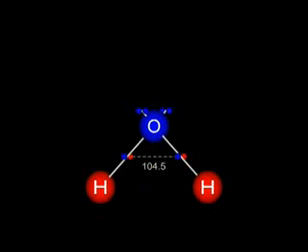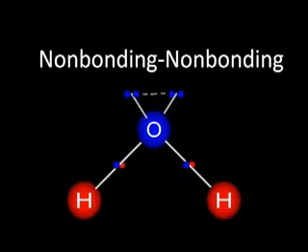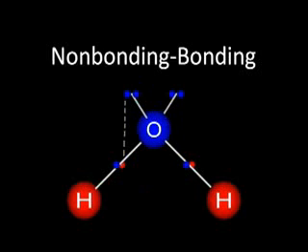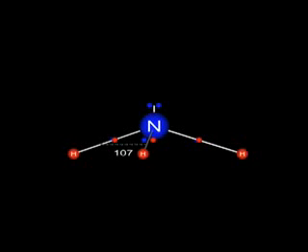The non-bonding and non-bonding pair repulsion is greater than the non-bonding and bonding repulsion, which is greater than the bonding and bonding pair repulsion. The third shape is trigonal pyramidal. When there are three pairs of bonds, a trigonal pyramidal shape is formed.